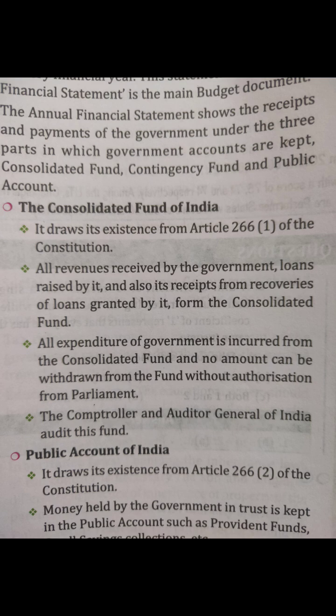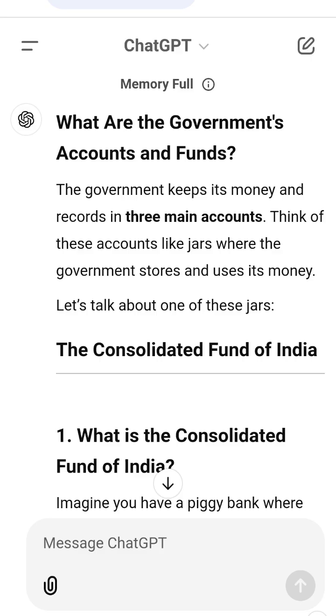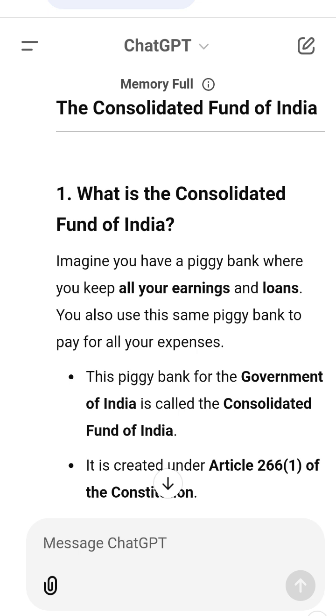3. How is the money used? All government spending comes from the Consolidated Fund of India. Salaries for government employees, teachers, doctors, police, building schools, roads and railways, defence and security expenses. Important rule: the government cannot just take money from this fund whenever it wants. It needs permission from the Parliament. This is like asking for approval before spending.